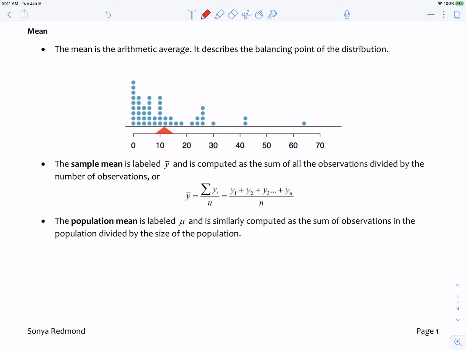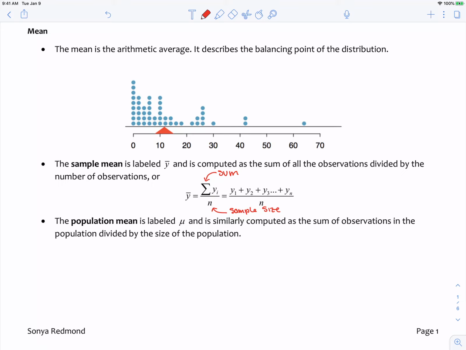And so here's the formula itself, and you'll see this symbol in a few different places in our course, and that just means sum. So take the sum of all of the Y values, the individual data values, and divide by n, which is in reference to the sample size.